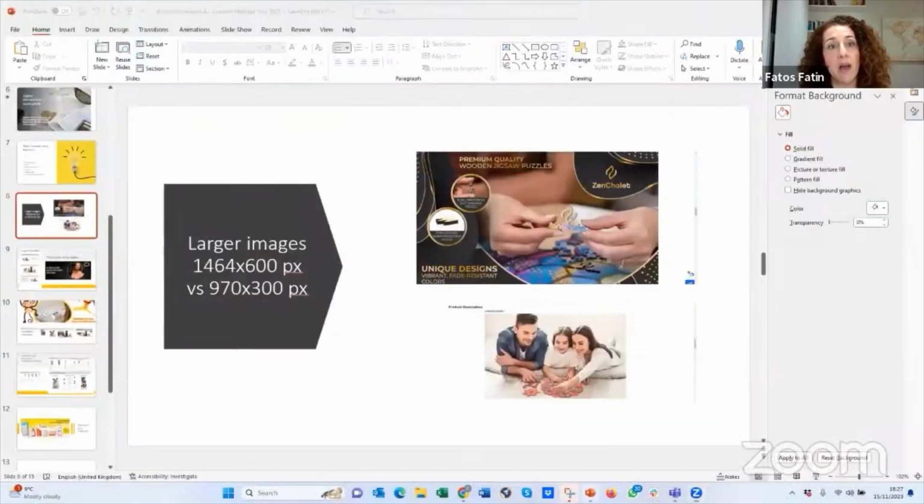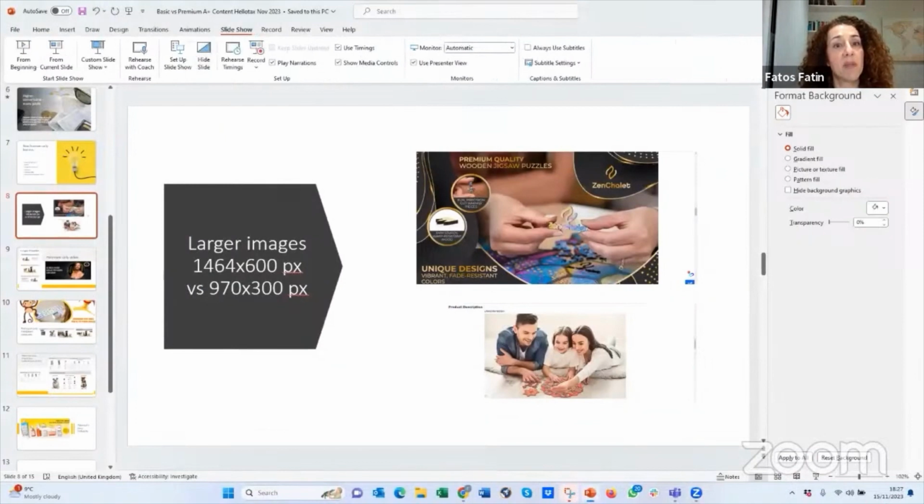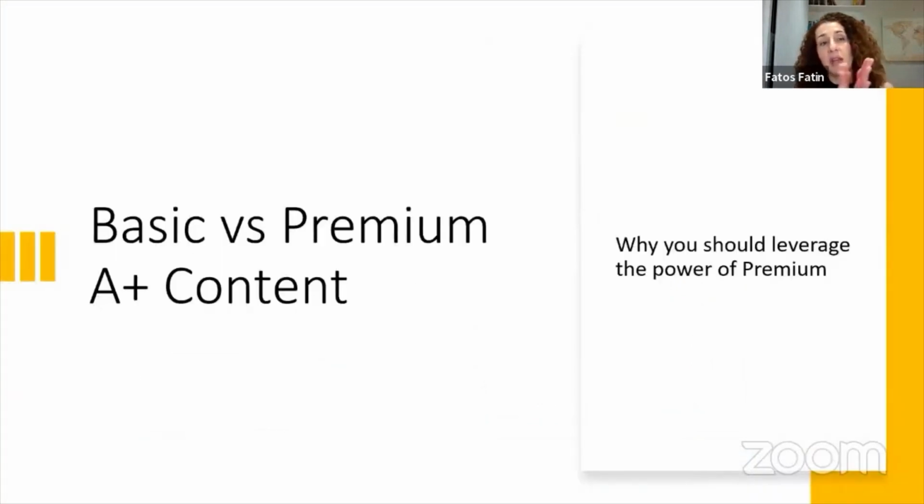So I'm not going to talk about everything to do with listing optimization today because it's quite a big topic. Today, I'm just going to focus on A+ content. So I am going to show you some slides in a moment. I'm just going to share my screen. So today I'm going to speak about A+ content and specifically about the difference between basic and premium A+ content.